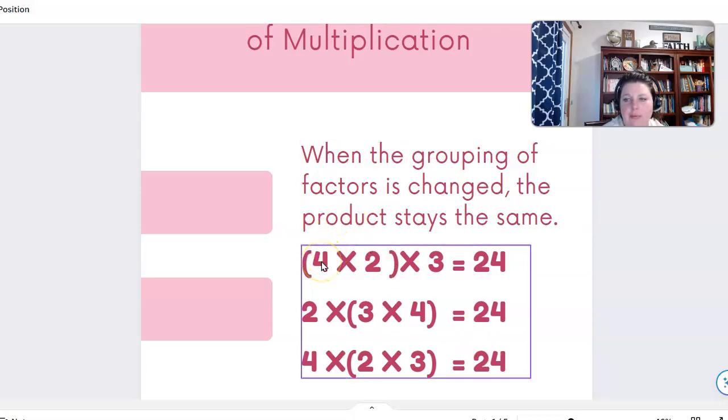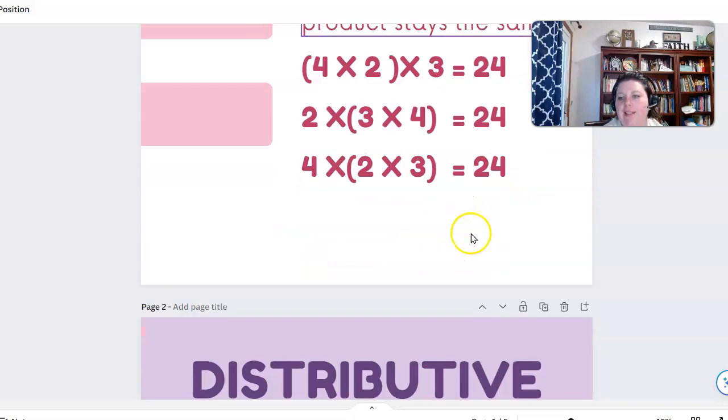So you can see in parentheses here, which by the way, we need to do what's in parentheses first, 4 times 2 is 8. 8 times 3 is 24. 3 times 4 is 12. 12 times 2 is 24. 2 times 3 is 6. 6 times 4 is 24. So it doesn't matter what order you multiply 3 factors, the answer will be the same.